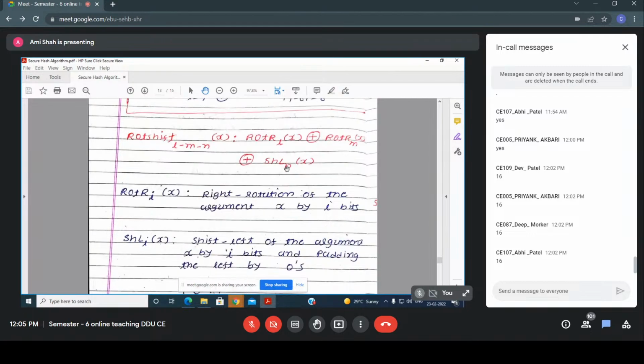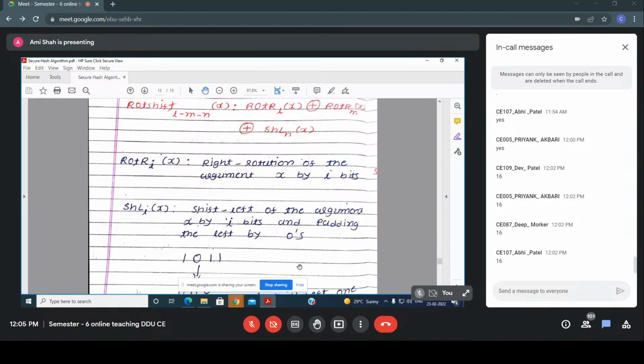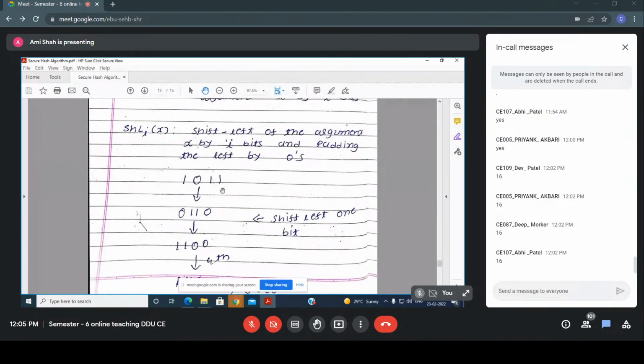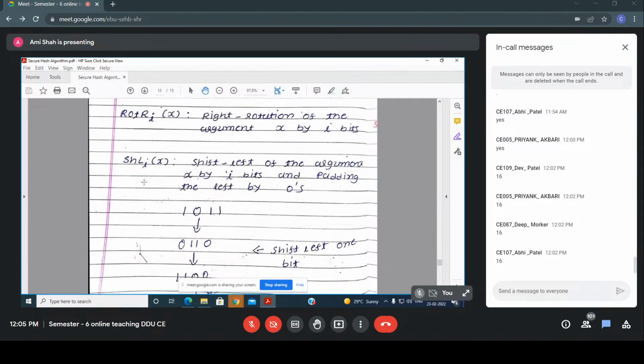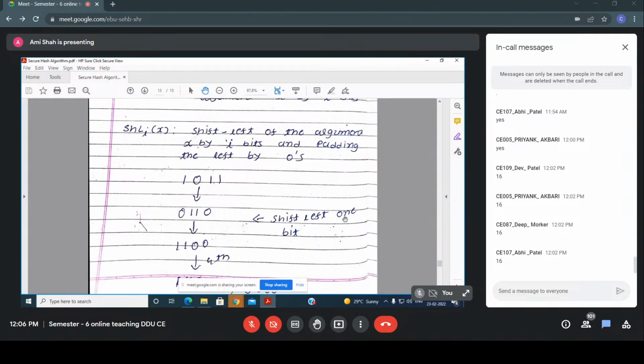And now this is new for you, that is SHLN. What is the meaning of it? It is the shift left of the argument X by I bits, padding the left by zeros, right? One example that I have written: suppose my input is 1011, and I is 4. That means four times I have to perform the shift left. How to perform the shift left? Let me show how to shift left by 1 bit.